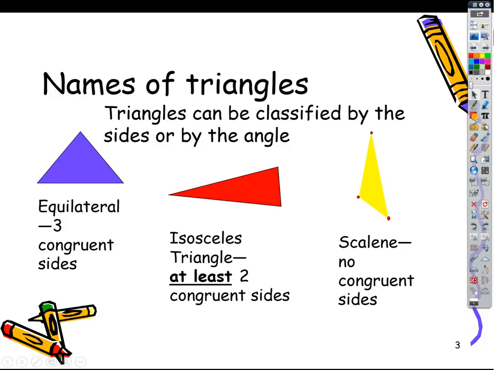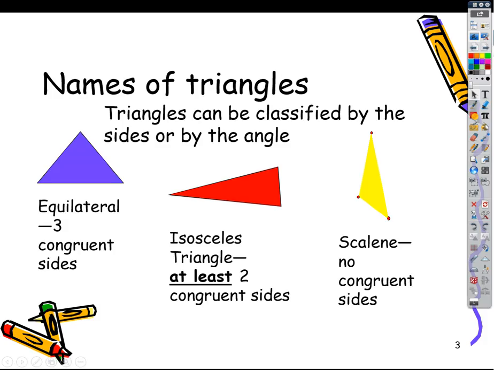Isosceles, now what's the definition of an isosceles? How many congruent sides are there in an isosceles triangle? This is kind of a tricky one. There are at least two. You have to have at least two. Could you have three? You could. But you have to have at least two. So now think about this for a second. Is an equilateral triangle also isosceles? Mm-hmm. It is, because it has at least two congruent sides.